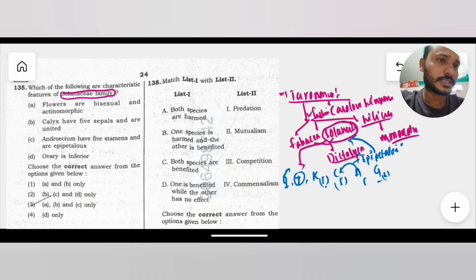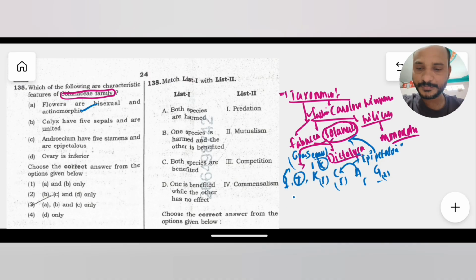By this we can easily identify which statement is correct or wrong. We know that flowers are bisexual and actinomorphic; yes, this is a right statement. Calyx has 5 sepals, united. Calyx is nothing but the group of sepals. A group of sepals is known as a calyx, indicated by K. Here there are 5, and these 5 are united.